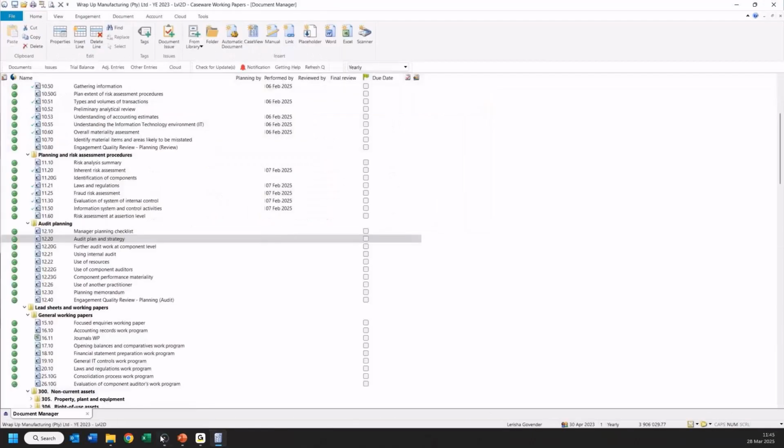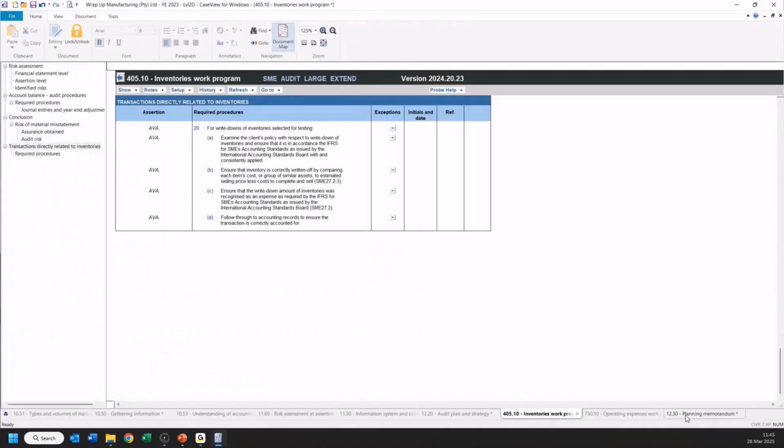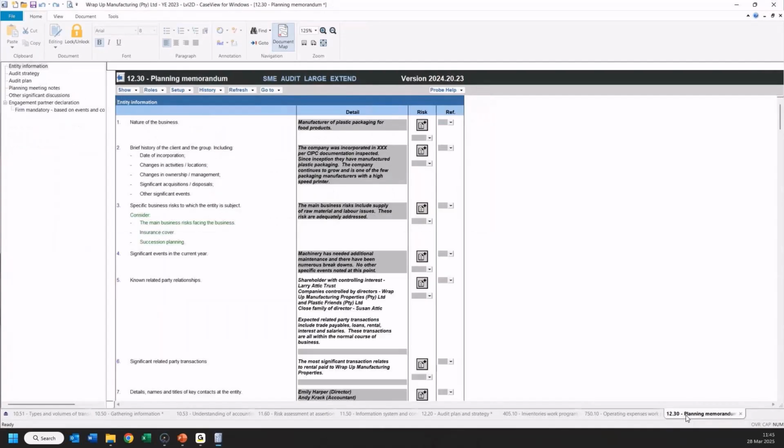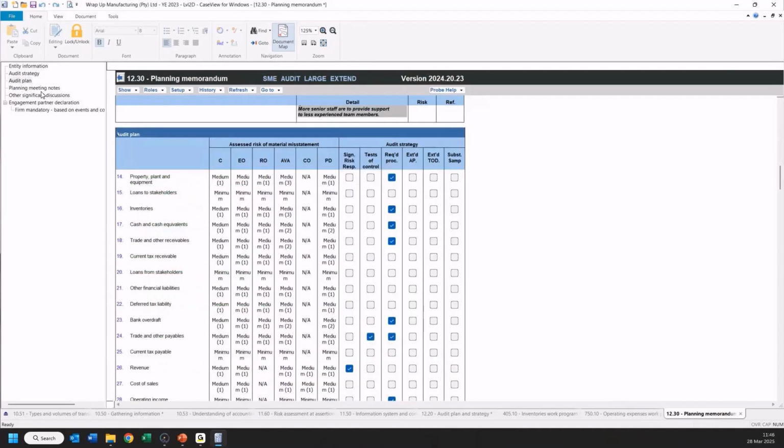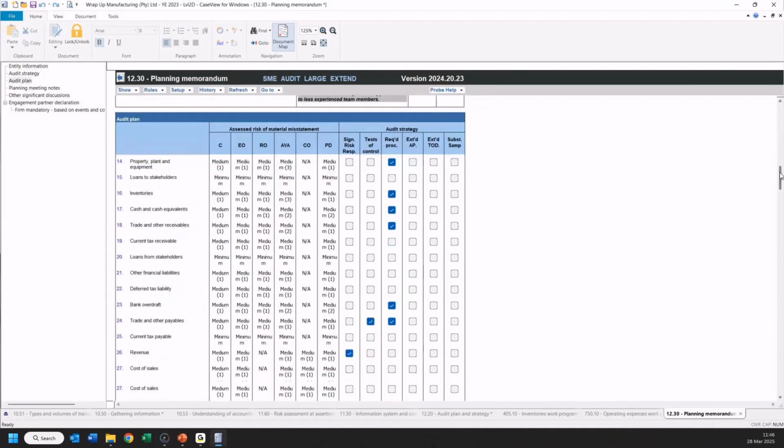The last document that I want to look at today then is the planning memorandum. That was the document that we used as an agenda and also to document our minutes for the planning meeting. You might remember that one. What I want us to just see there is that the audit strategy, the audit plan rather, shows a summary of what we had decided.